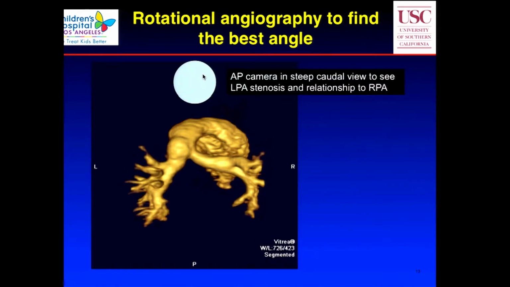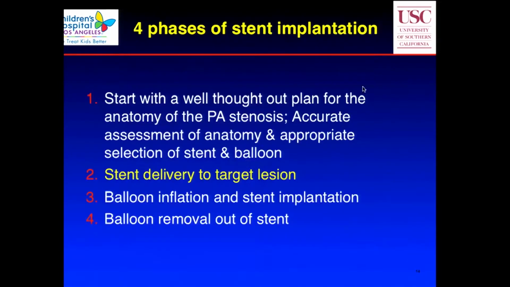You're going to have to go into the screen so you can highlight this area to see what you need to do. You also want to see how this area is related to the RPA to make sure that the stent does not jail the orifice of the RPA. Again, having the 3D rotation can get you the best angle, and then you use that angle to do your intervention. So let's go to the second phase.